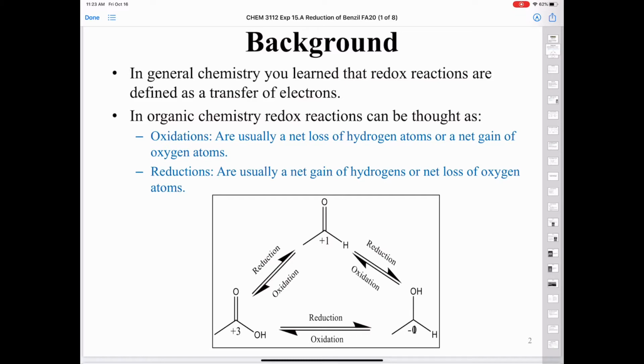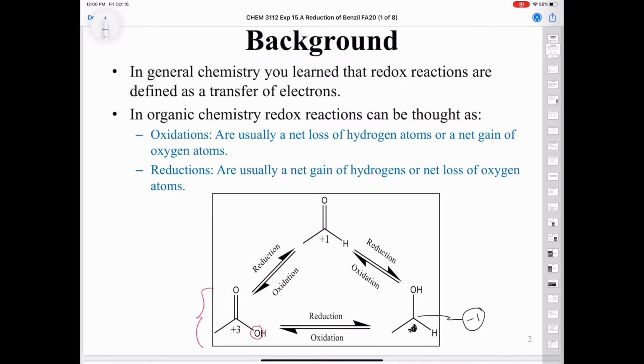And here we have showing, for example, a carboxylic acid. So down here we have a carboxylic acid, and we see the oxidation state of the carbon there is +3. And then it gets reduced to an aldehyde. How do we know that? Well, first of all, we can see that we are losing an oxygen. When we go from the carboxylic acid to the aldehyde, we're losing an oxygen atom. And also we're changing the oxidation number, right? It's going from +3 to +1, and so it's gaining electrons, and therefore it's being reduced.